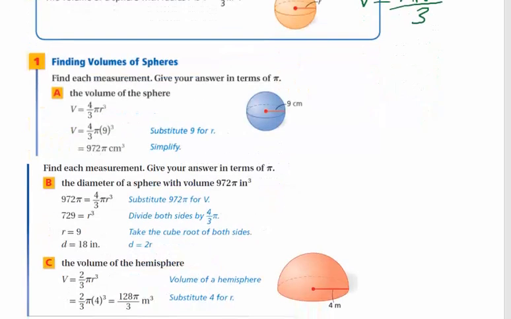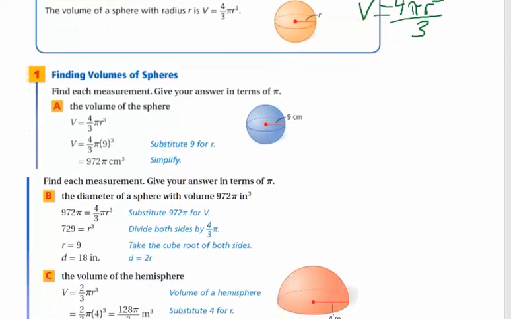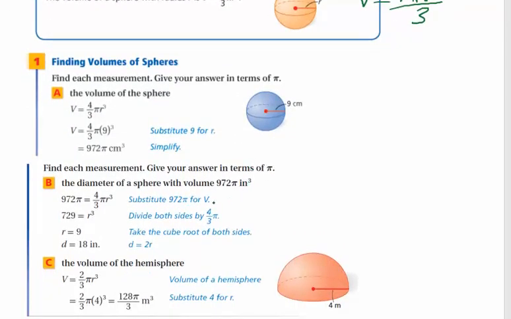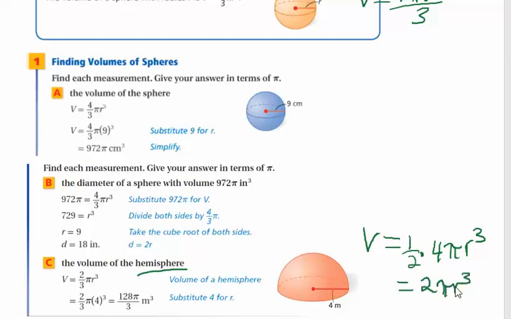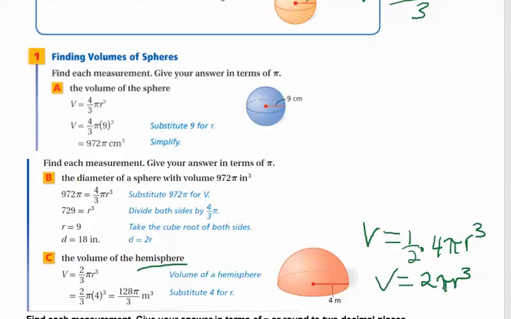So there's a couple examples. These are pretty straightforward. A hemisphere is a half of a sphere. So you could take volume equals 1/2 of 4 pi r cubed. But what is 1/2 times 4? It's 2. So the volume of a hemisphere is given with the formula 2 pi r cubed if you want, or you can just always remember to take half of your answer for the volume of a sphere.